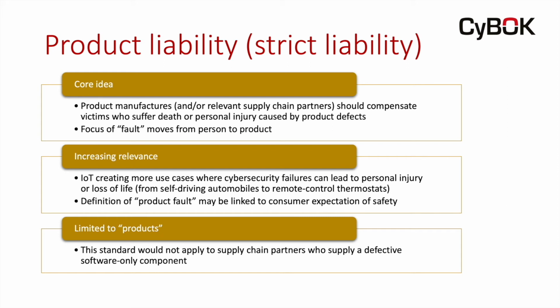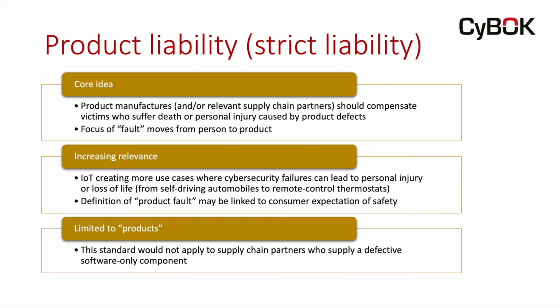The most common case that people like to talk about is what about self-driving automobiles that go wrong somehow? But on a more simple example, you could just look at a remote-controlled thermostat. If somebody were to break into that and alter the temperature of a home of a vulnerable individual, that could result in personal injury or death. Remember, though, that strict liability for defective products only applies to products as defined in this area of law, and software on its own is not defined as a product.